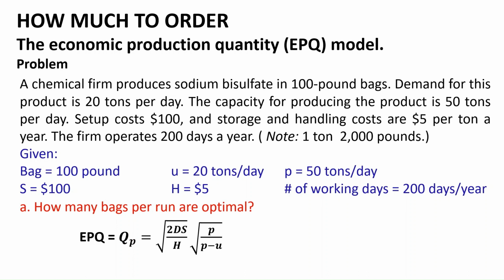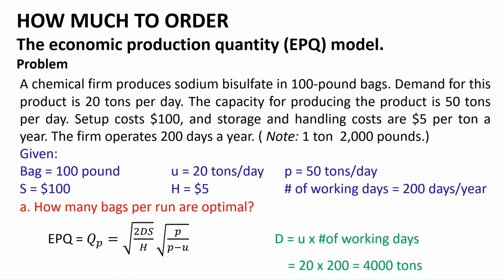To find QP, we have to calculate the demand, D, first, where D equals the usage rate, U, multiplied by the number of working days in a year. That is equal to 20 multiplied by 200 equals 4,000 tons.